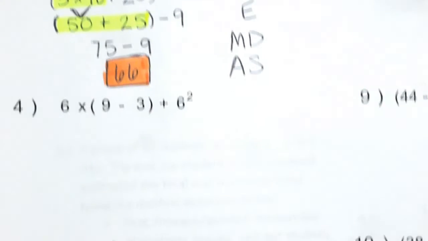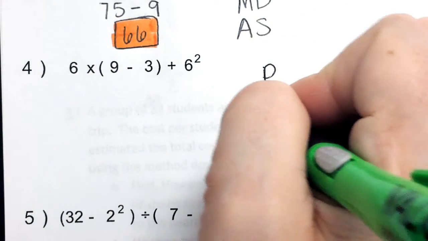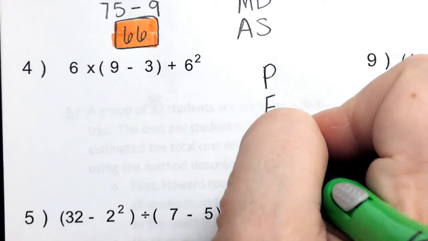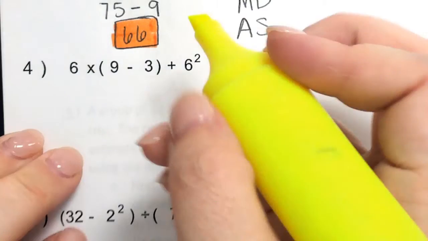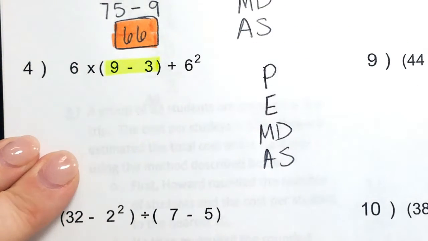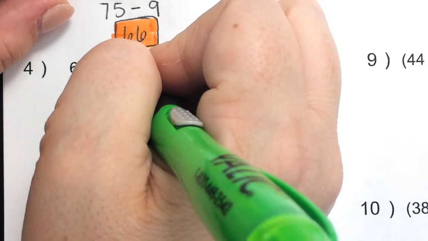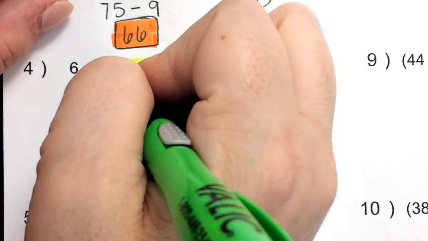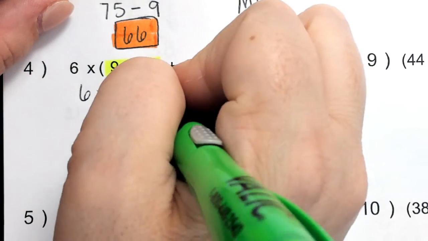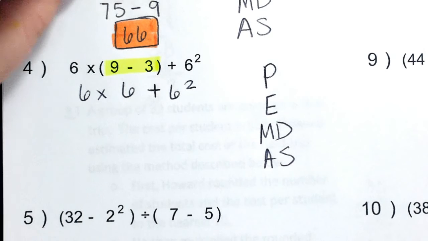All right, Ms. Jordan, what's going to be first? Hold on, let me write my please excuse my dear Aunt Sally. Please excuse my dear Aunt Sally. All right, what comes first, Jordan? In the parentheses, we got our 9 minus 3, and what's that going to give me? 6. So I have 6 times, do I need the parentheses anymore around that 6? No. Plus 6 to the second power. Okay?